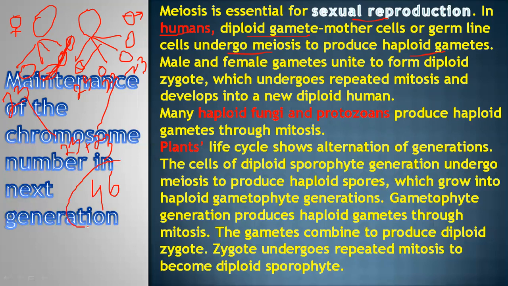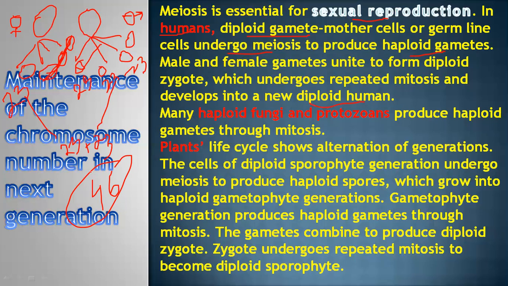So in the next generation a diploid cell is formed, while fertilizing the egg with the sperm, which has 23 chromosomes. So now the chromosome number in the next generation is maintained as 46. That's why meiosis is very, very important. Okay, the zygote undergoes repeated mitosis and develops into a diploid human being. This zygote has both the egg and sperm chromosomes, so there are 46 chromosomes.